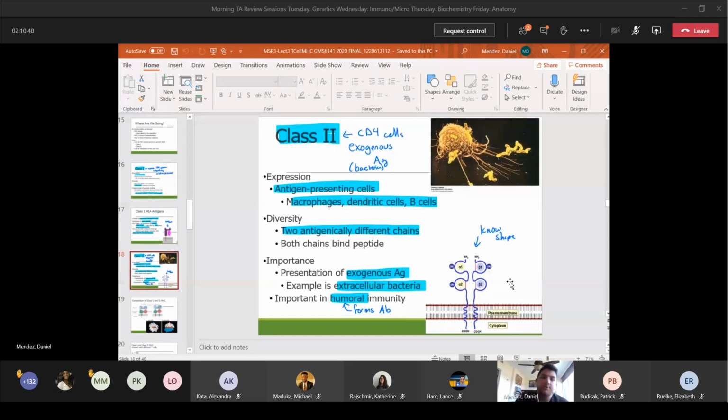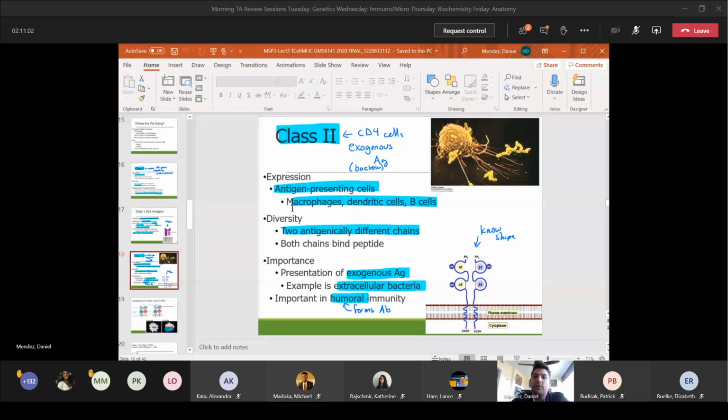So the class 2 deals with exogenous antigens, so anything that's outside the cell. Anything that's outside the cell is going to be bacteria for the most part, bacteria or fungus. Mainly we're going to be dealing with bacteria. If it's dealing with bacteria, that means it's going to be dealing with B cells. So we're going to have working with B cells and APCs.